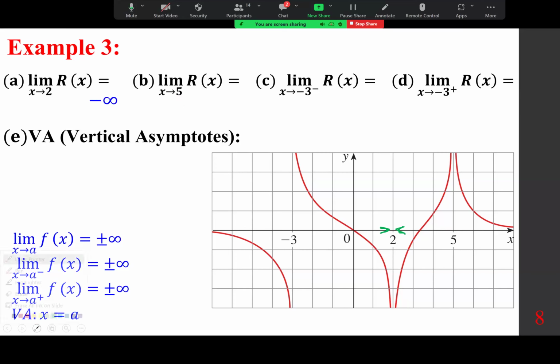Number 5, when we approach 5 from the left or from the right makes no difference. It takes us to infinity.